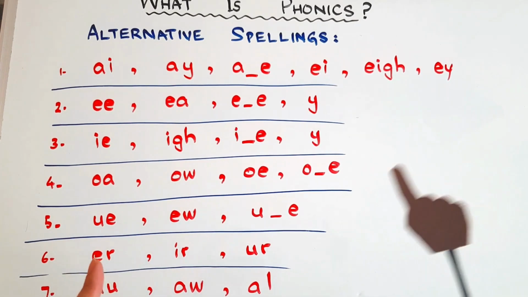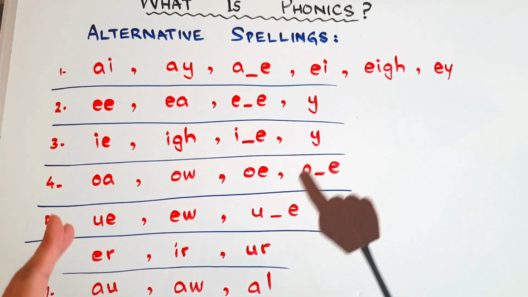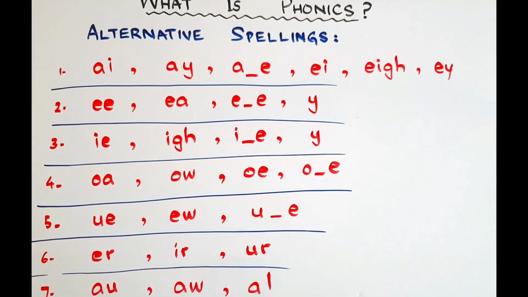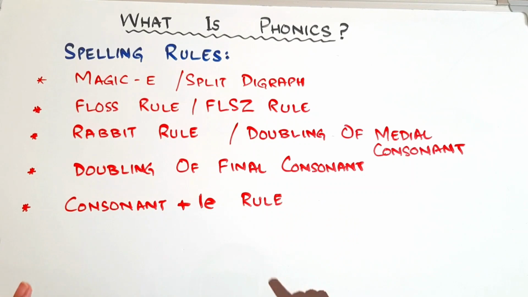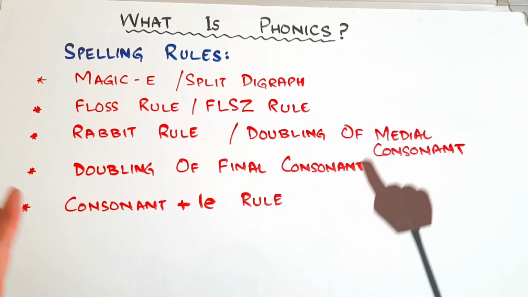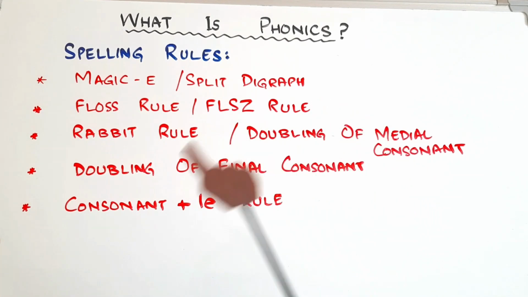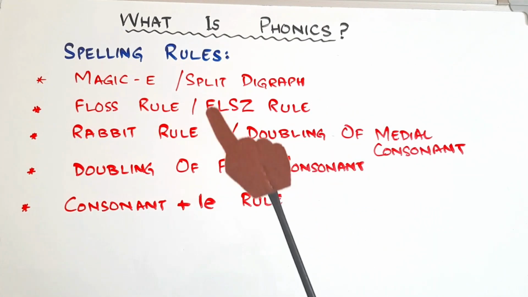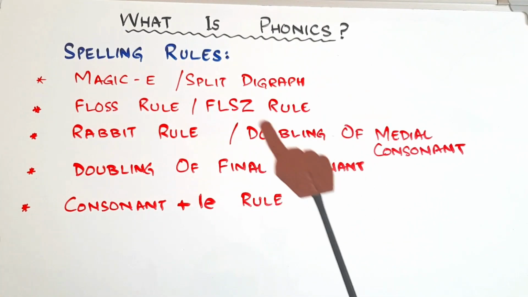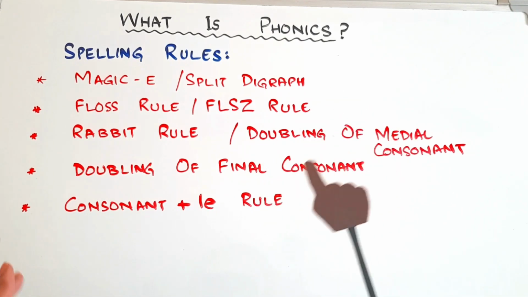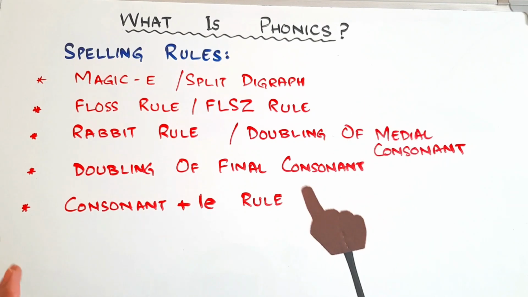Do you think this is the last part of phonics? No, there is something more. Let's jump onto it. So now when you have taught them all the phonics sounds, you have taught them the alternative spellings, here comes the spelling rules. Yes, spelling rules are also a part of phonics. Why? Because they help you to read and write the spellings properly.